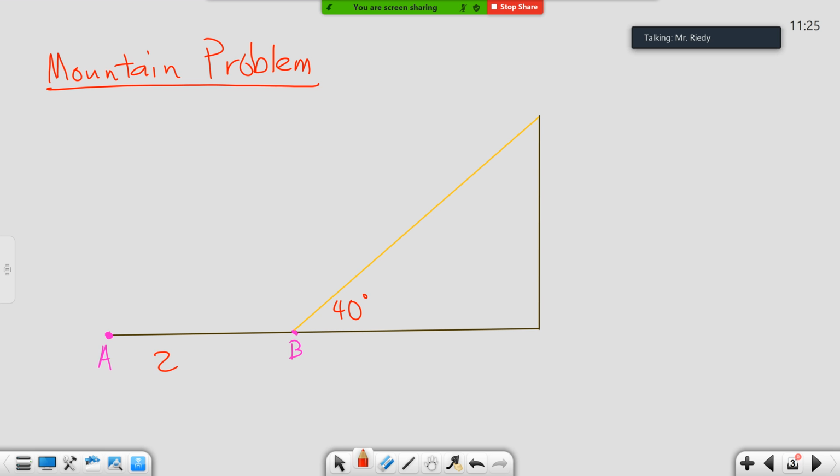How far am I backing up? I'm going to back up 2 miles. So again, I'm assuming I've got a long flat road in front of the mountain. I measure the angle, and then I back up 2 miles, and I remeasure the angle.